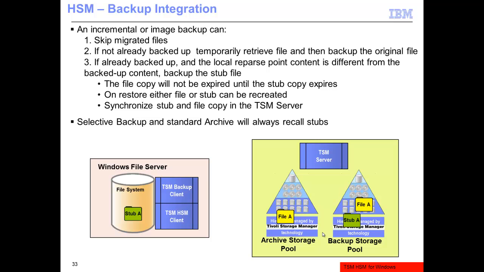When we restore the file, you can choose to either restore the file or the stub. If you choose to do a selective backup or an archive, that's always going to recall the stub file prior to the backup or the archive occurring.